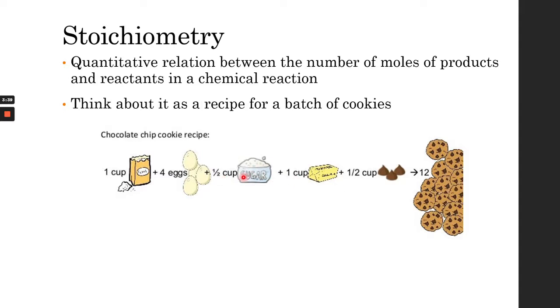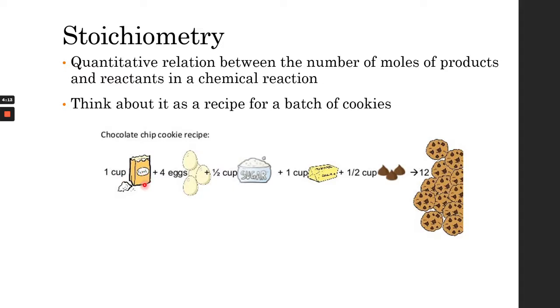So in stoichiometry, what we're looking for is the relationship of the numbers of moles. You can think of the number of moles as the measurements in our chocolate chip cookie recipe. So like 1 cup, 4 eggs, half a cup, 1 cup of butter, half a cup. You can think of those numbers as the numbers of moles of these ingredients. But in your chemical equation, you would think of them as the number of moles of the substance.